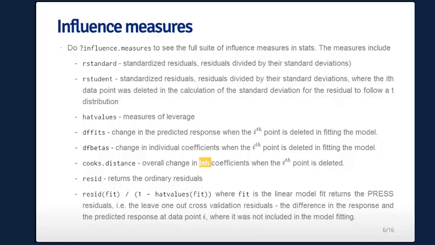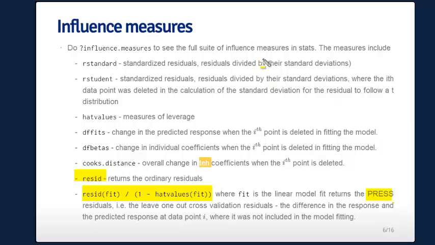Resid returns the ordinary residuals here. This guy returns the ordinary residuals. And then this guy, if you just take resids divided by 1 minus the hat values, I noticed R doesn't do this automatically, but it's so easy, why would you care? Where fit is the linear model fit, that returns the so-called PRESS residuals, which are the leave one out cross-validation residuals.